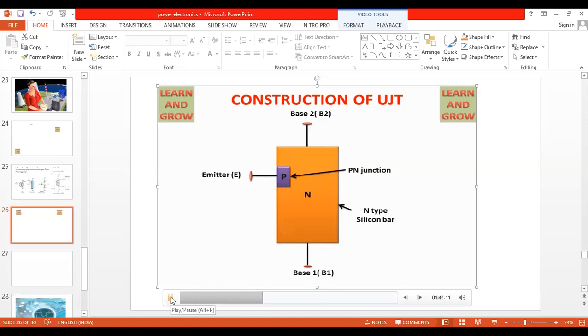Now here in UJT, as the emitter is connected to the p layer, emitter is used to create the movement of holes from p-type to n-type. So emitter is used to make the holes present inside the p layer move from the p layer to the n layer. So this is the construction of UJT. If I'm having just the UJT, I cannot generate this square waveform. In order to generate this square waveform or pulse waveform, what do we have to do?